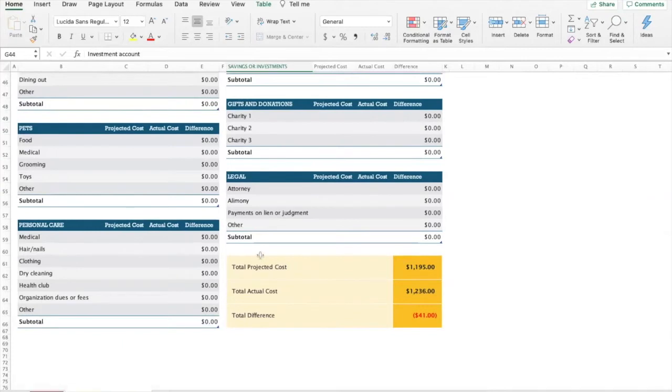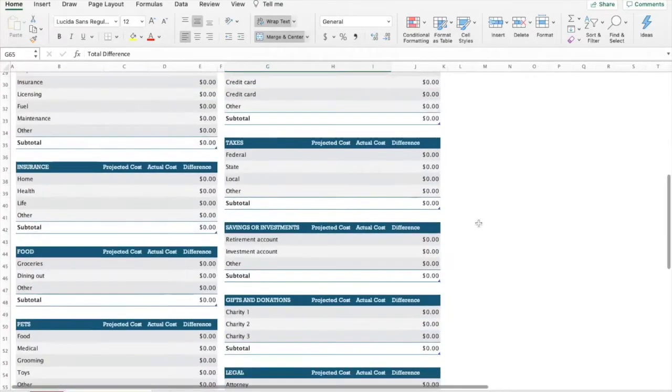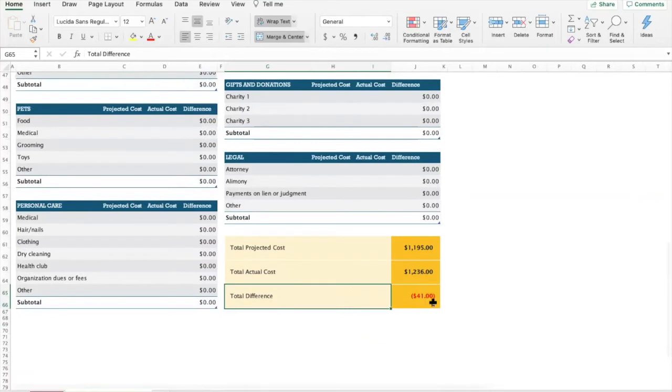And if we scroll to the bottom, here you'll see your total projected cost, your total actual cost, and the difference. Now, this budget was actually pre-filled just a bit when I downloaded it. And here you can see a difference of $41 in the red. What does this mean? It's basically telling you that you are actualizing $41 more than you're projecting. So you are literally at a loss.